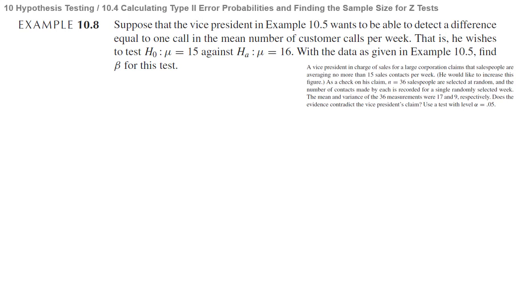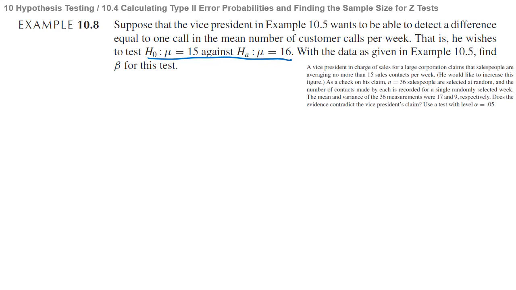Okay, let's move on to example 10.8. Suppose that the vice president in example 10.5 wants to be able to detect a difference equal to 1 call in the mean number of customer calls per week. That is, he wishes to test this hypothesis with the data as given in example 10.5. Find beta for this test.